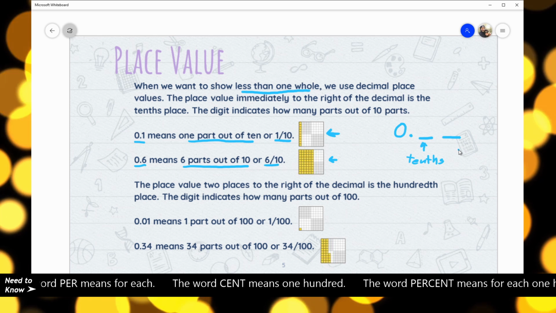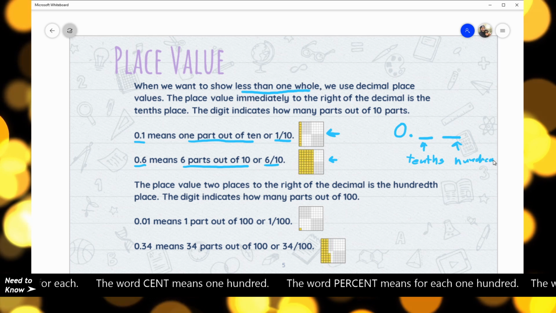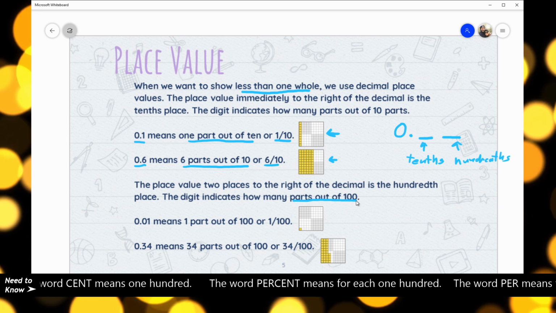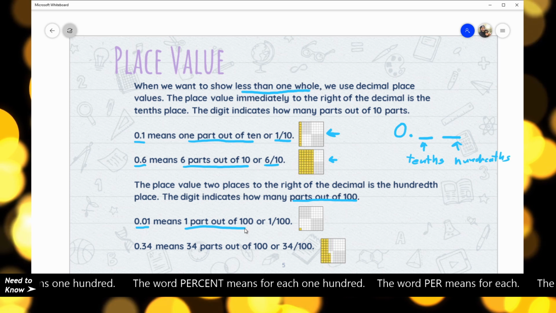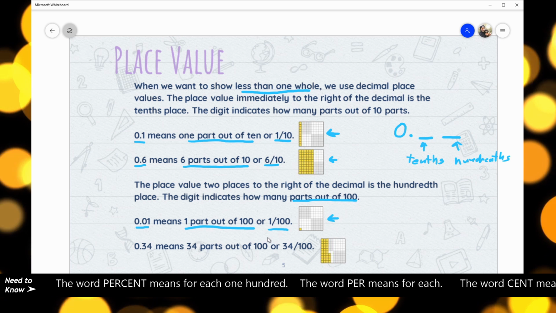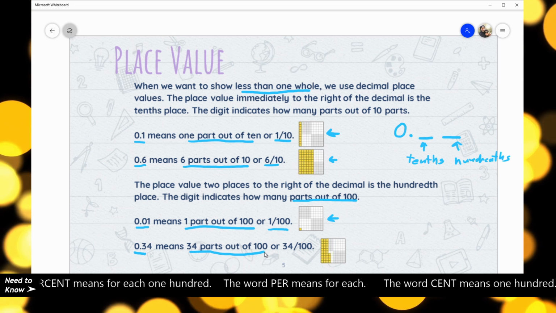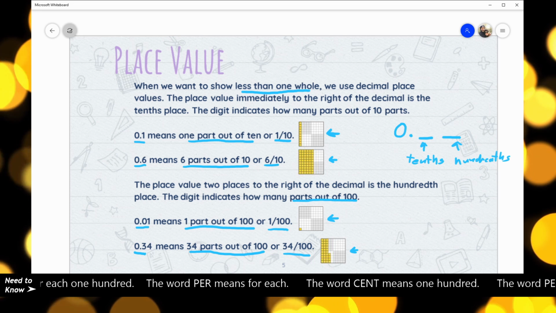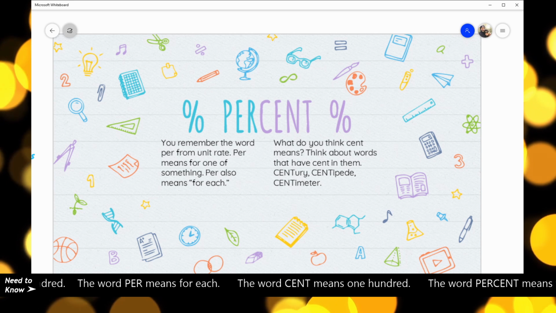Now when we move to that second place value after the decimal point, this is the hundredths. This is going to tell you how many parts out of 100. How many parts out of 100. So if I have 0.01, that means 1 part out of 100, or 1/100th. And this is the model of 1/100ths. 0.34 means 34 parts out of 100, or 34 hundredths, and this would be the model for 0.34 or 34 hundredths. So everything up to now has been review.